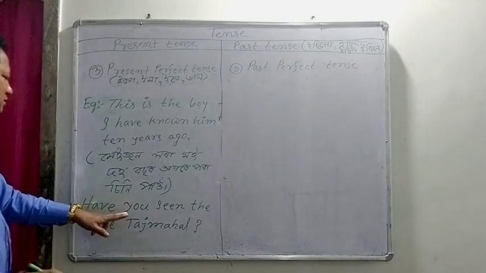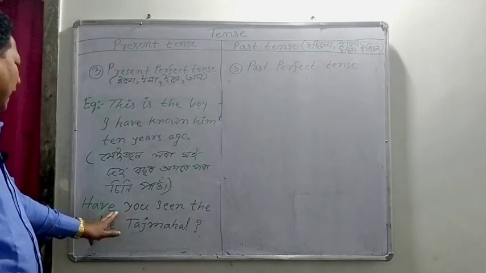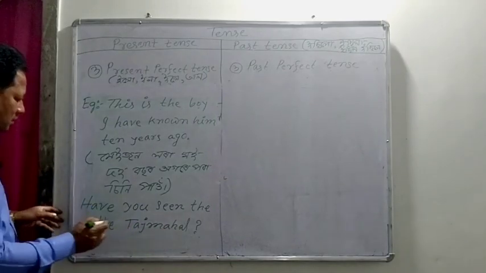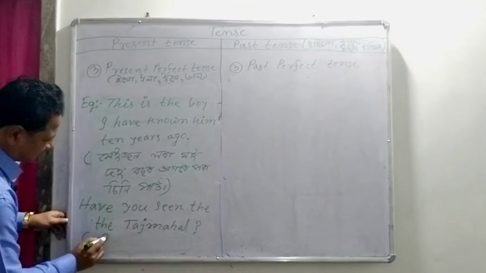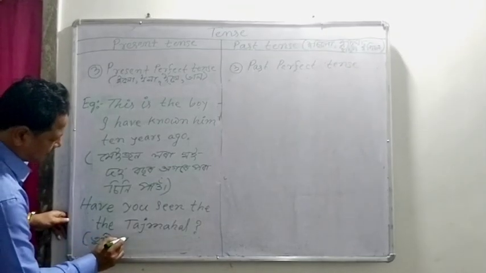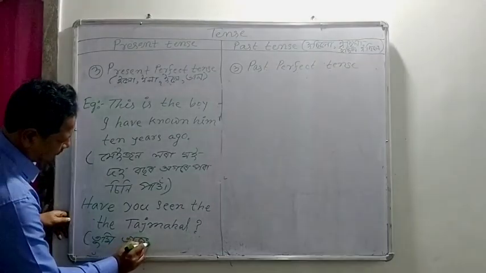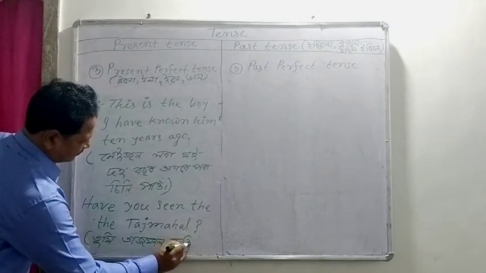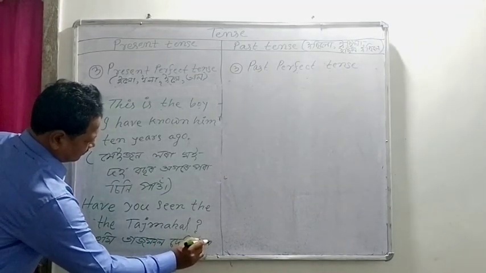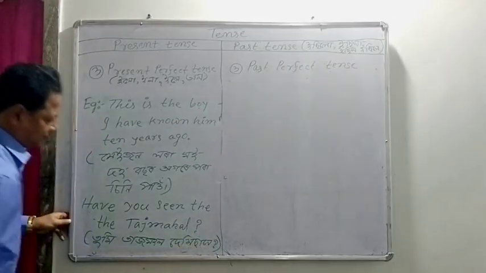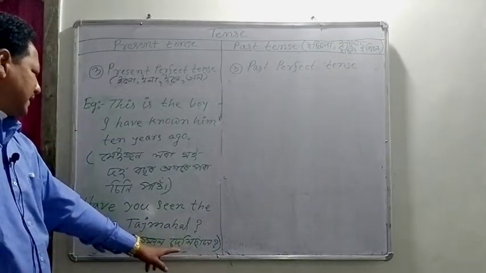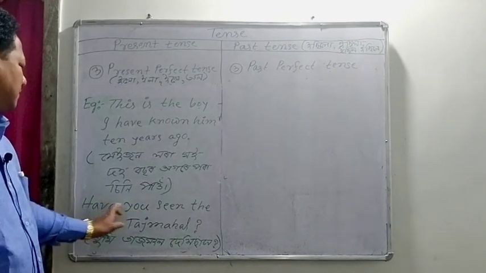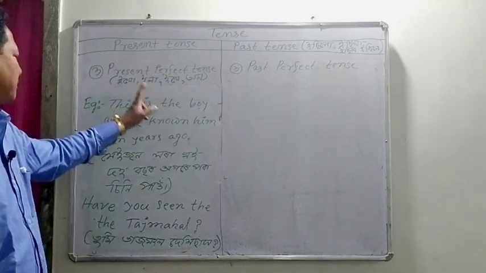Now you say this one, present perfect tense. Have you seen the Taj Mahal? Have you seen the Taj Mahal? Your Assamese. Now you say, "Tumi Taj Mahal dekhisane?" This is subject plus have/has plus verb 3 plus object. So this is a present perfect tense.